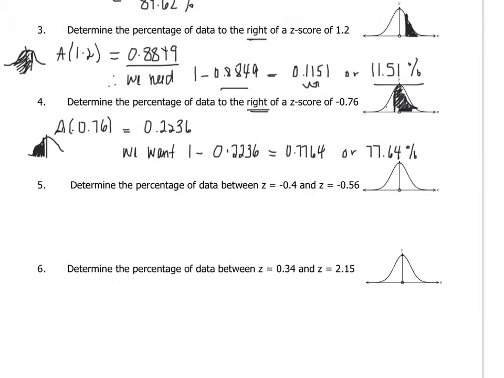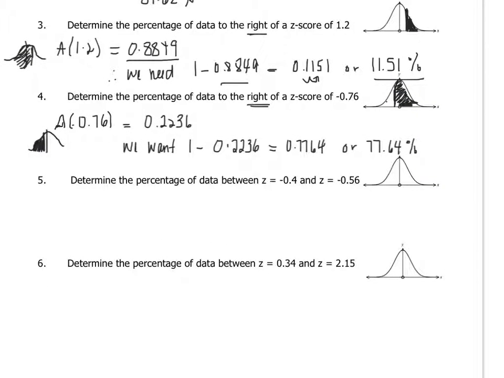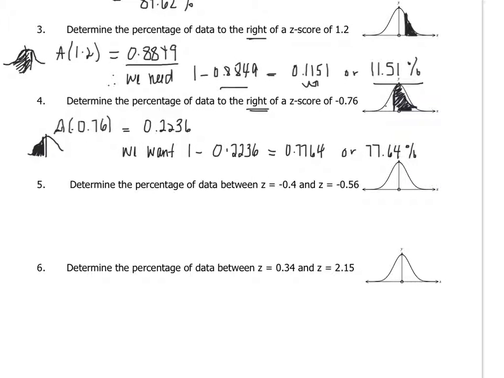Okay, number 5, what happens if you're looking for a percentage of data in between two values? Well, here you've got two z-scores which are pretty close together, and they're on the negative side, so on the left of the mean. So we have negative 0.4. I don't think I can get any closer on the other side. And this is going to be negative 0.56. So they're pretty close, and if you're looking for the data between, you'd want that strip between those two lines that I just drew.